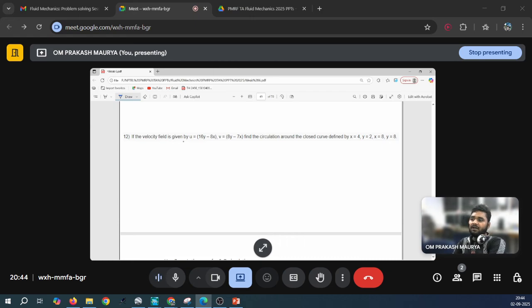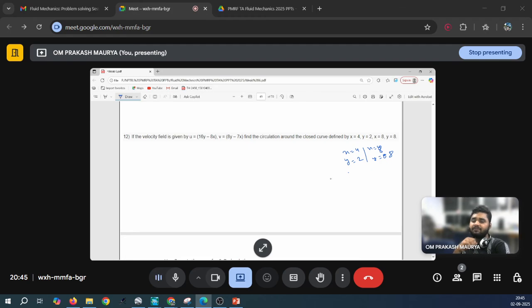If a velocity field is given by u is equal to 16y minus 8x, v is equal to 8y minus 7x, find the circulation around a closed curve defined by x is equal to 4, y is equal to 2, and, okay, closed curve, and x is equal to 8 and y is equal to 8. Find the circulation.